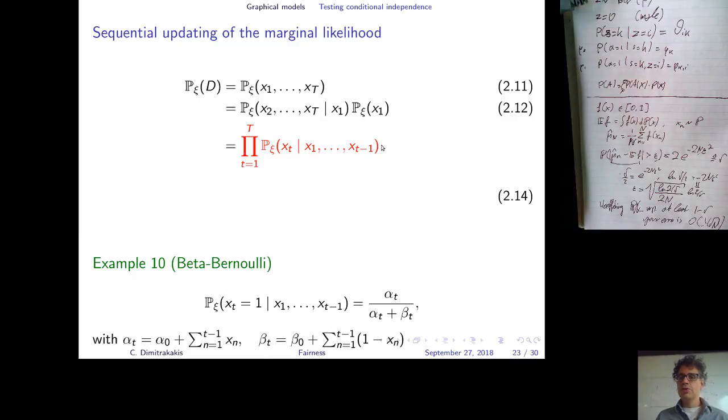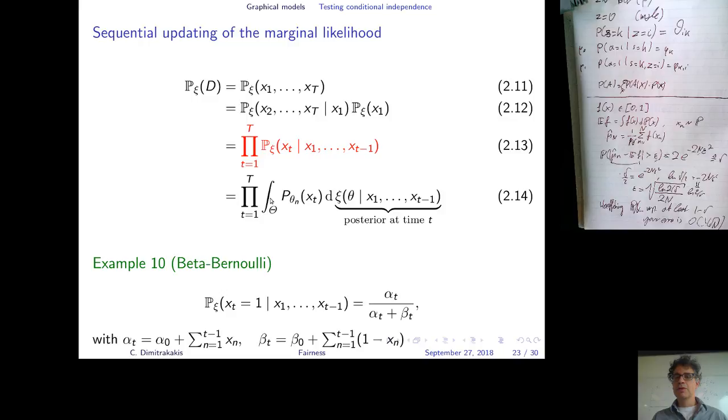And you will have this term here now: probability of xt given x1 until xt minus 1. You can rewrite this again, but we don't need to do that, just to explain what this is. This term is basically the probability of that data point t given your posterior at time t. So you can just break it up. That means that if you have an easy way of calculating the posterior at time t, then it's easy to calculate what this is at every time step.